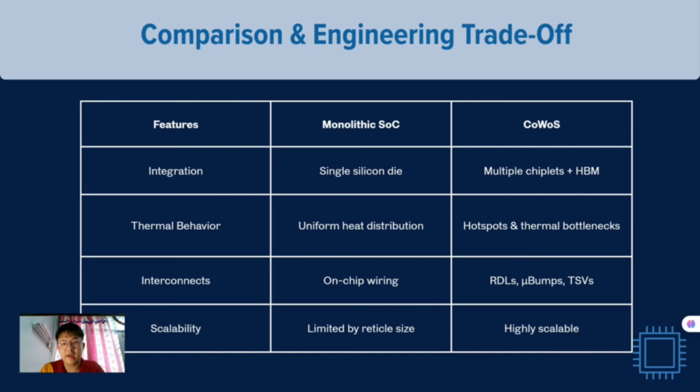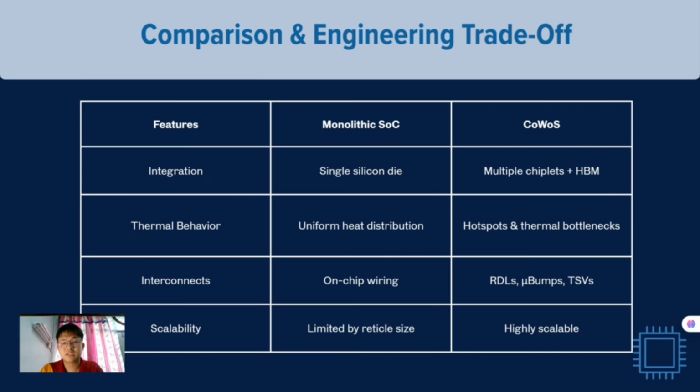Thermally, monolithic system on chip has relatively uniform heat distribution. In contrast, CoWoS introduces hotspots and thermal bottlenecks due to uneven power distribution across the chiplets and the memory stack. And from an interconnect perspective, system on chip uses on-chip wiring, while CoWoS relies on advanced package-level interconnects like RDLs, microbumps, and TSVs.